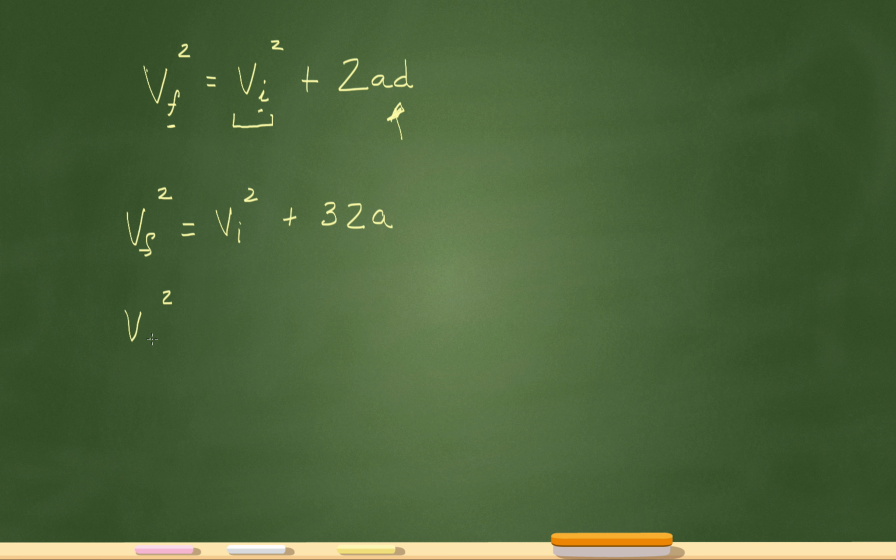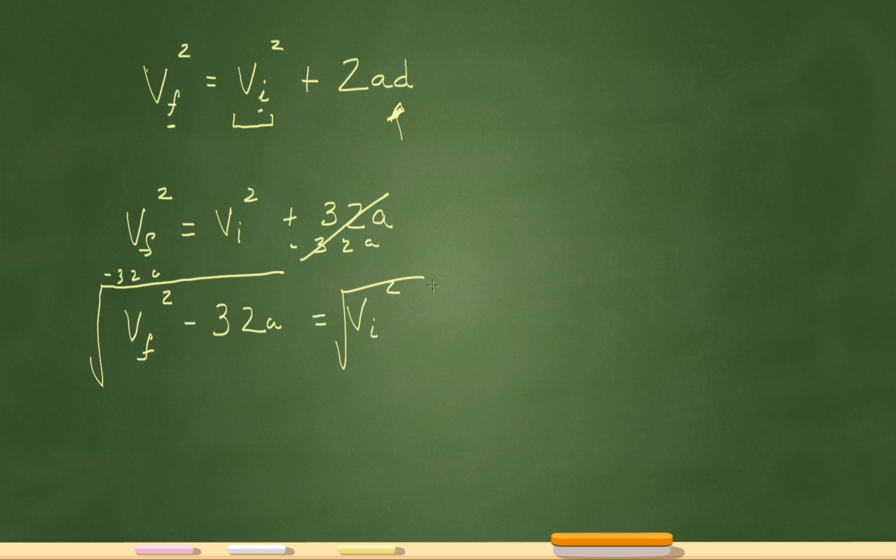So this will be vf squared minus 32a, because all I've done is subtract the 32a from here and subtract the 32a from here. So that cancels out, and you're left with that equals vi squared. Now we just want the vi by itself, or the initial velocity. How do I get rid of a square? By square rooting it. So I'm going to square root this side, and that means I have to square root everything here too. So that square root cancels the square out.